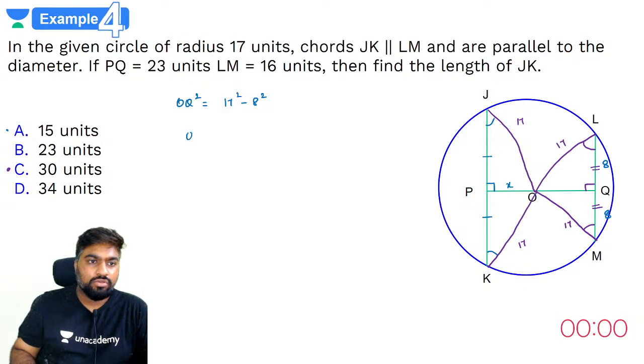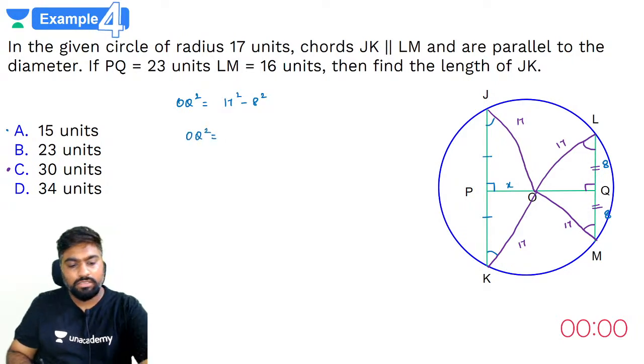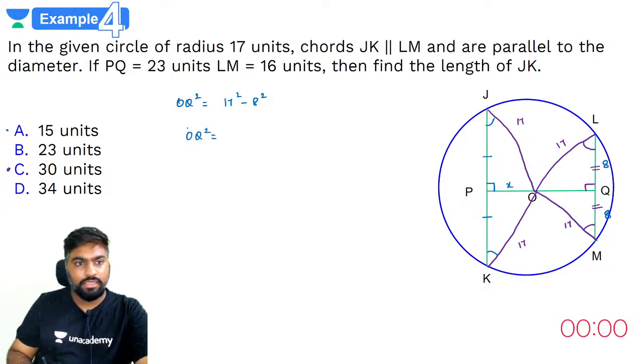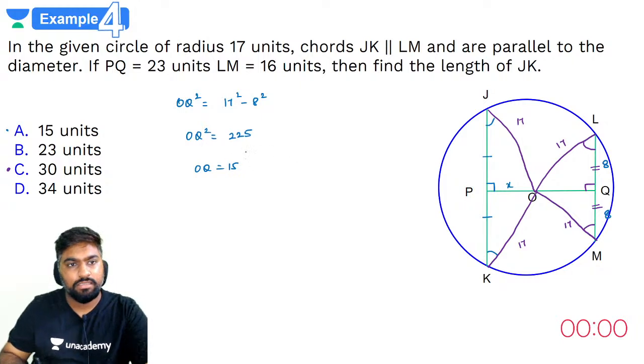So OQ square will become what? 17 square minus 8 square. So 289 minus 64 is 225, so OQ is equal to 15 units.